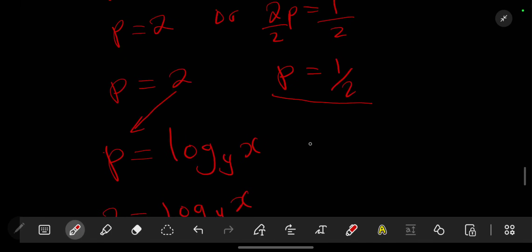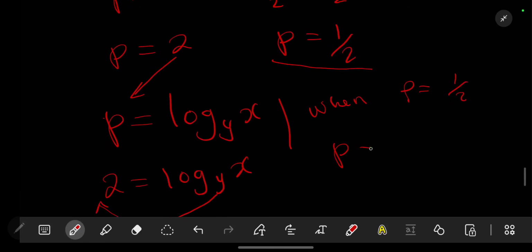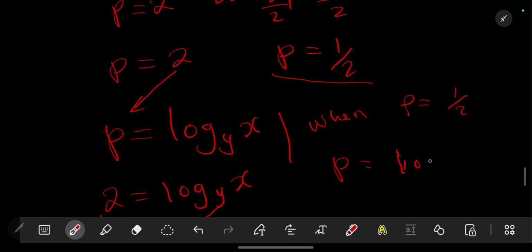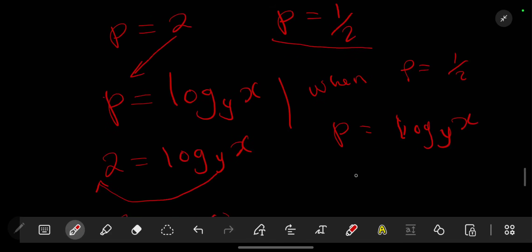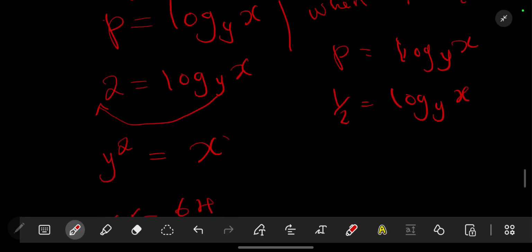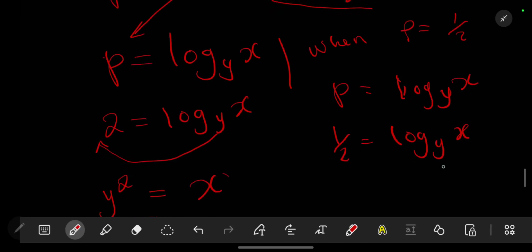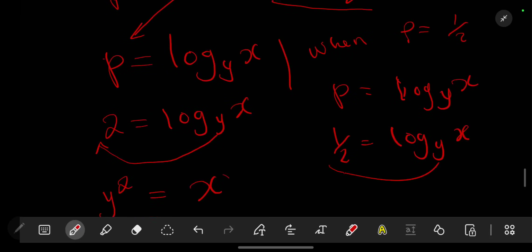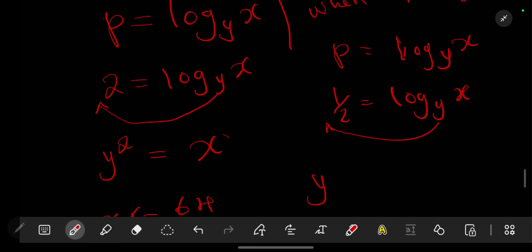The other one was this. So you do both. We are going to say when your p is equal to 1 over 2, the equation is saying p is equal to the log of x base y. So you have half there, so you are going to say half should be equal to the log of x base y, like that. So this y goes this side, so we are going to have y to the power half should be equal to x, like that.